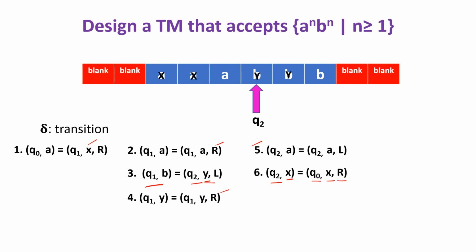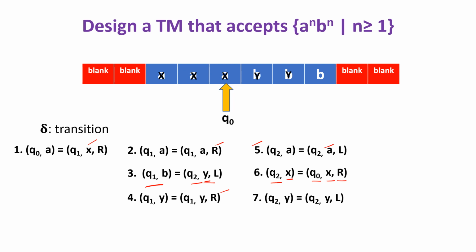Next Q2 Y. We don't have any transition for Q2 Y. So let us write one more transition. Q2 Y: what to do? Be in the same state, keep Y as it is and move towards the left. Next Q2 A. Again keep everything as it is and just move towards the left. Coming to Q2 X. Q2 X here completes the first cycle. Second cycle: again start a new cycle by replacing Q2 by Q0 and move towards the right.